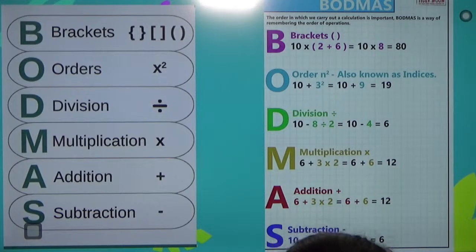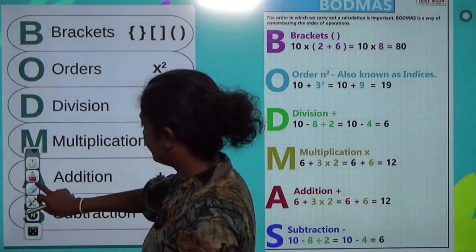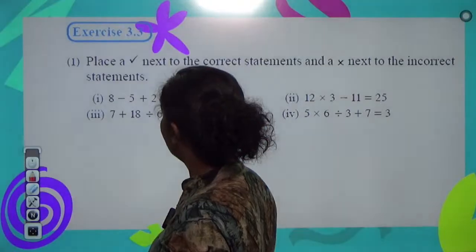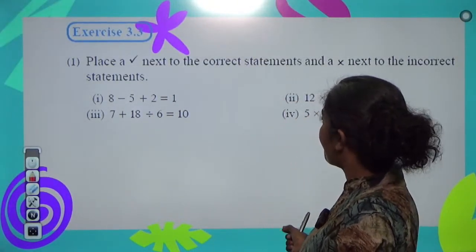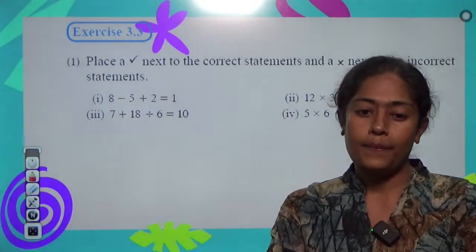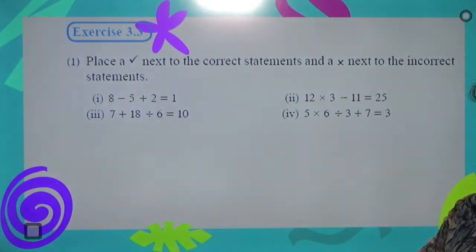Right. We will see some examples, right? Look at this one. Place a tick next to the correct statements and a cross next to the incorrect statements. Right? First one, 8 minus 5 plus 2. Answer is 1. Is that correct?